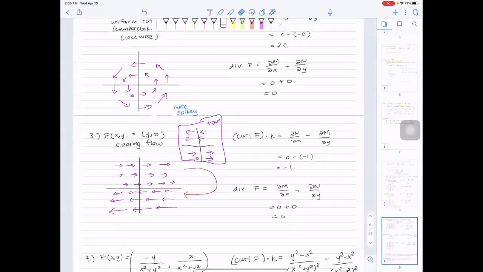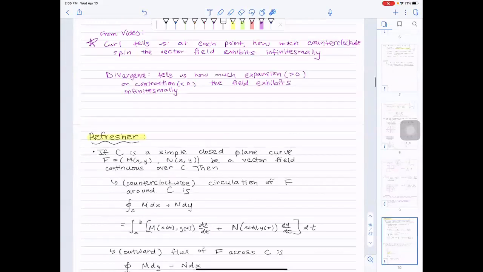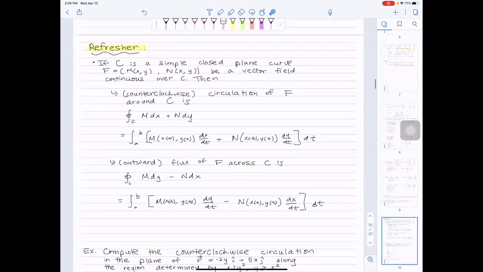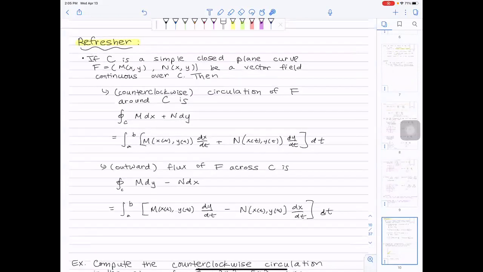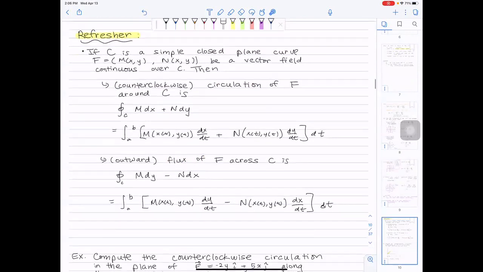Okay, any other questions about these examples? Okay, then let's move on to a quick refresher. Remember from last week that we have the definitions of circulation and flux. So these were our definitions from last week. And say we had this question here.